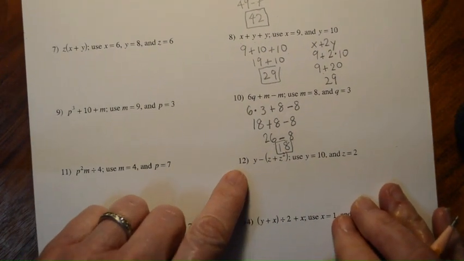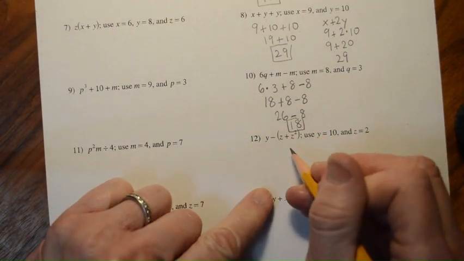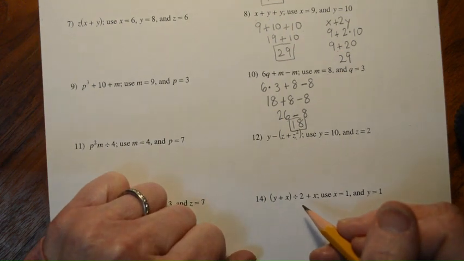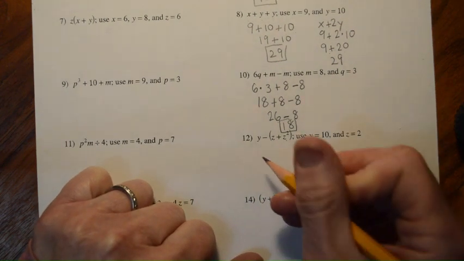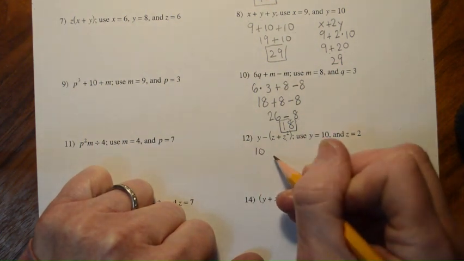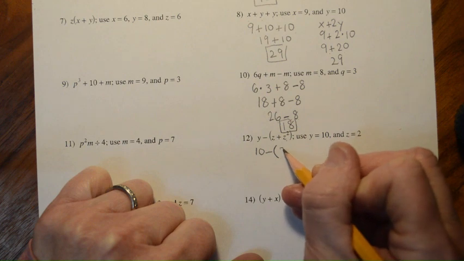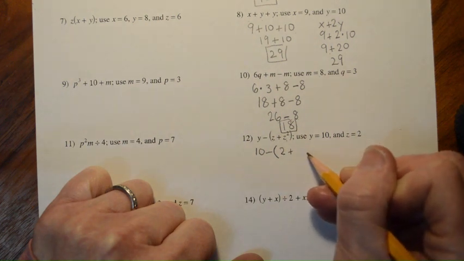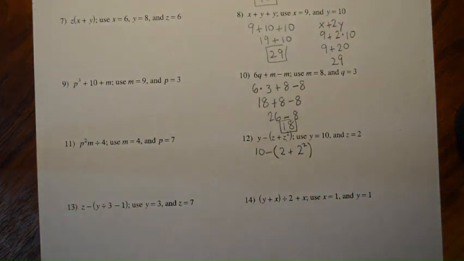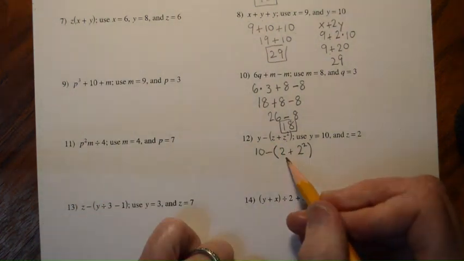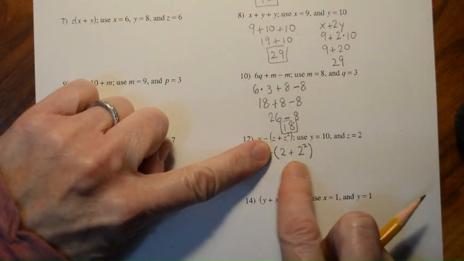Okay, this one is a good one. y minus parentheses z plus z squared. So let's fill everything in. This is going to be 10 minus parentheses. This asks us to fill in z, which is 2, plus z squared, so 2 squared. All right, so then we've got parentheses. So I'm going to ignore this part outside and focus just on the parentheses.